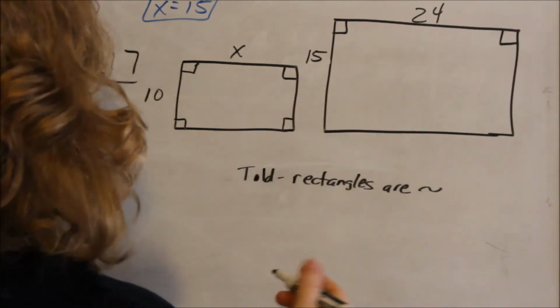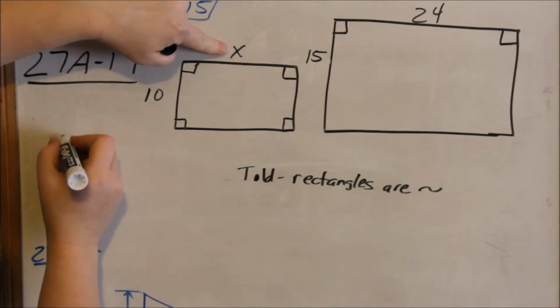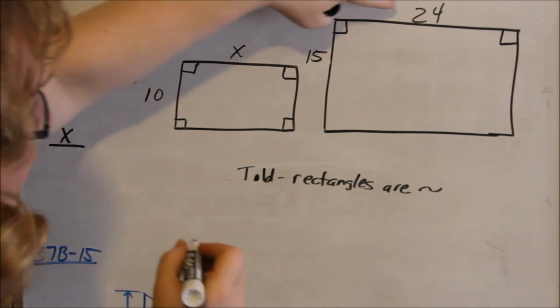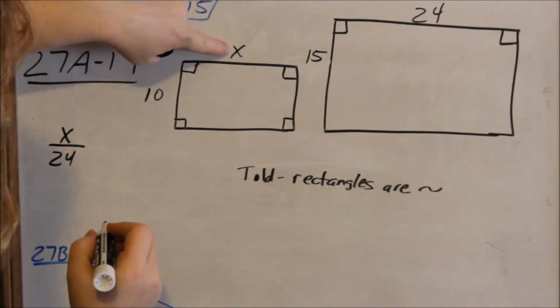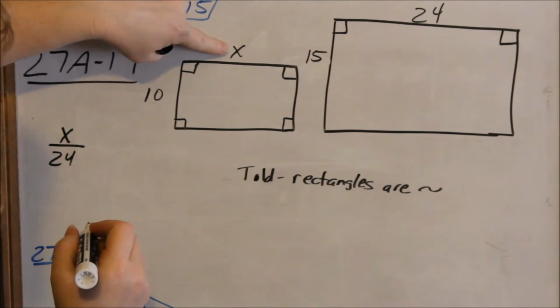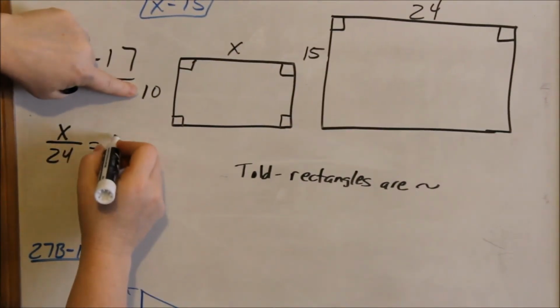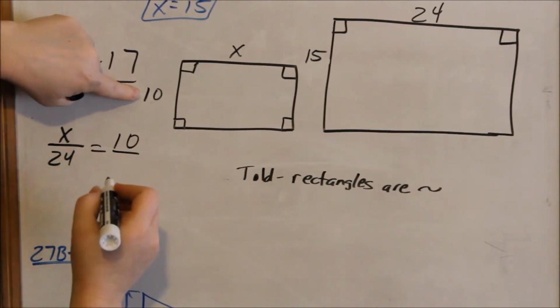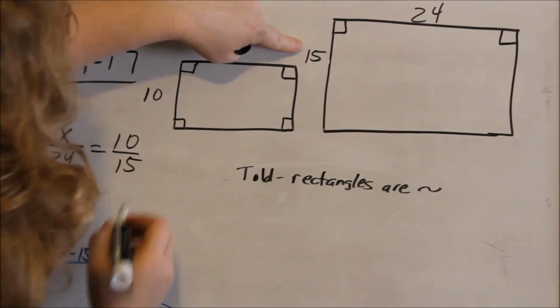So we set up a ratio. If I want to start with this side of my smaller rectangle, I can say x is similar to 24. If I start with my smaller rectangle in the numerator, then I've got to start with the smaller rectangle in the numerator on the other side. So I'll start with 10 here. 10 is similar to this side over here of 15.